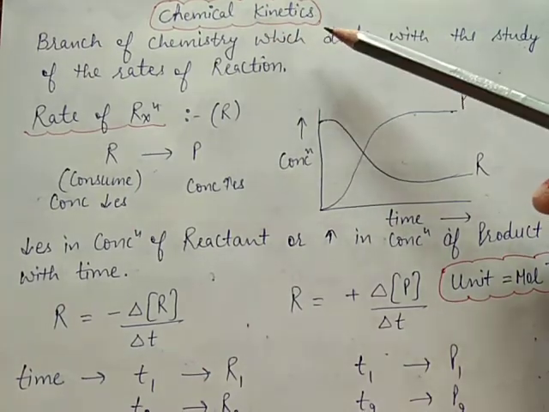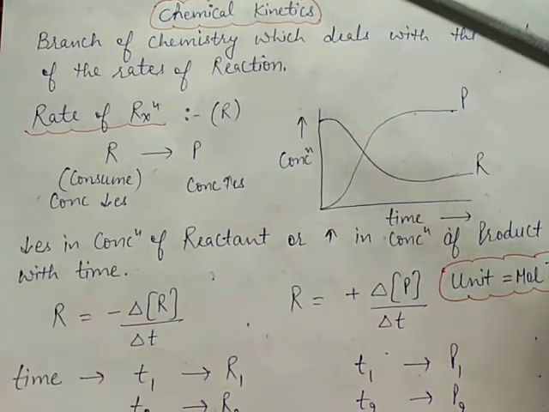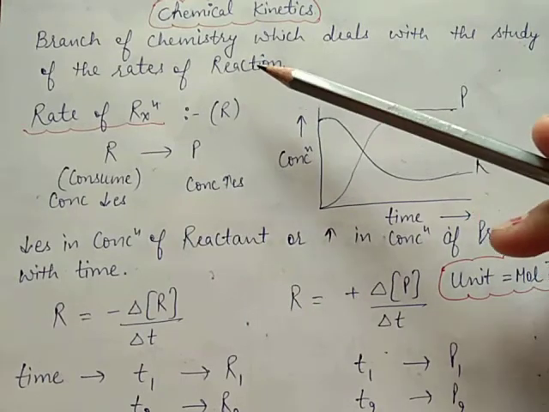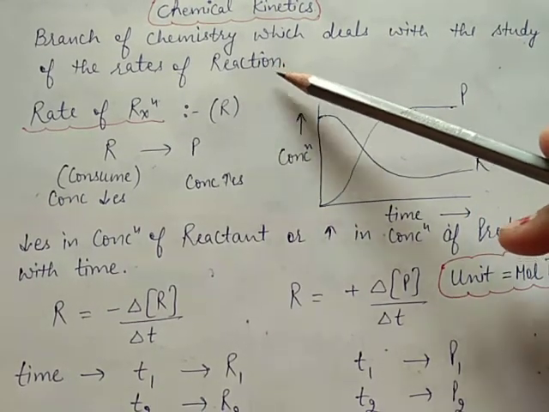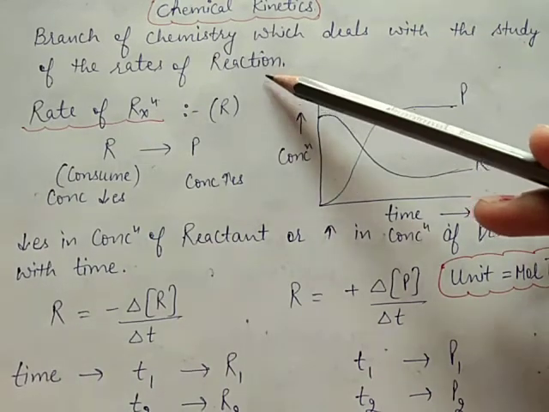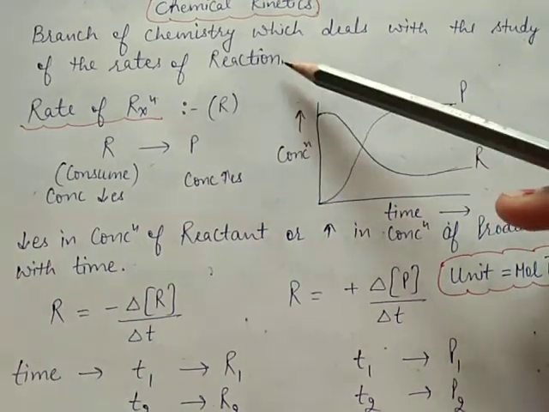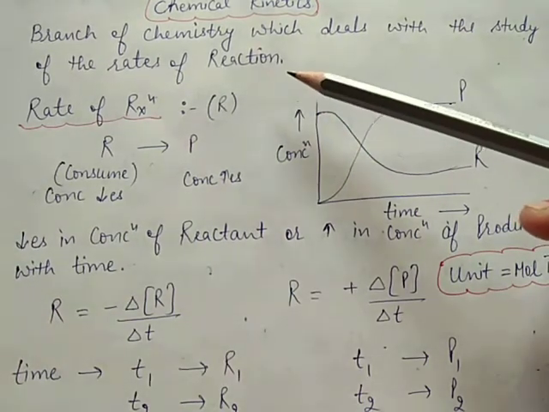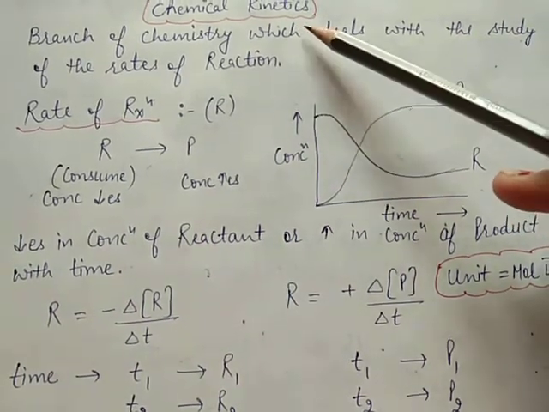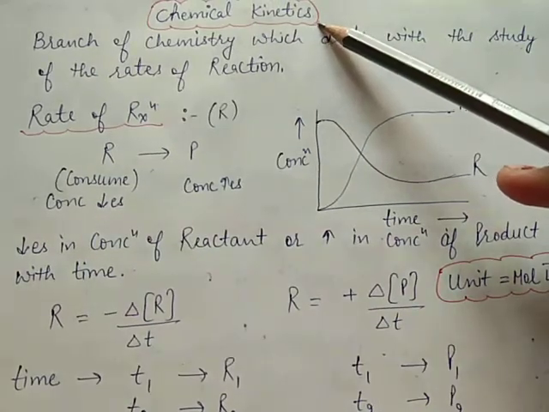What do you mean by chemical kinetics? Chemical kinetics is the branch of chemistry which deals with the study of rates of reaction and the mechanism by which the reaction occurs. This is called chemical kinetics.